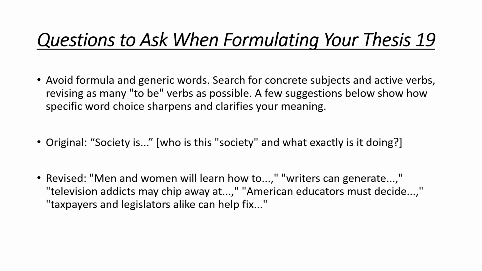So here's one, the original sample is: society is. Well, as a teacher, when you say society is, we're going to go, who is a society? And what exactly is it doing? We don't know. So here in the revise, we would change the word society into men and women, or writers, or television addicts, or American educators, or taxpayers and legislators. So we want you to have a specific audience or group of people that you're focusing on. Is it people with disabilities? Or is it people who are deaf? Or is it a person with autism? We don't know. We want you to start to decide those words so that I don't have to go, well, what does society mean to you, right?